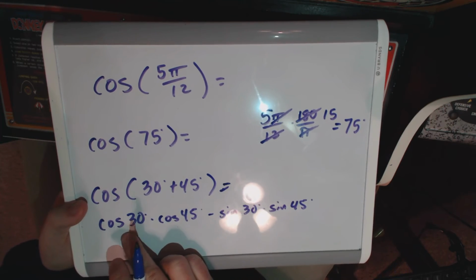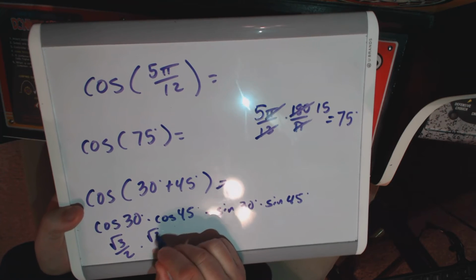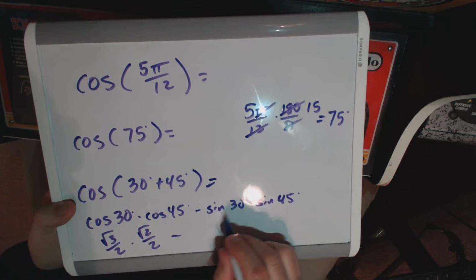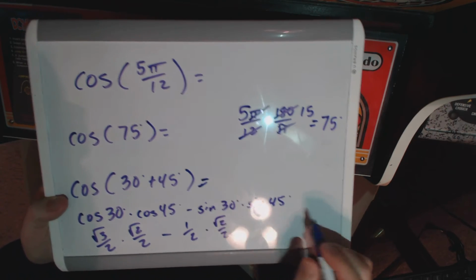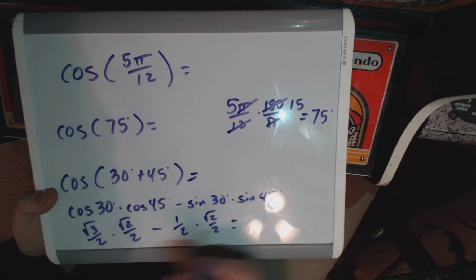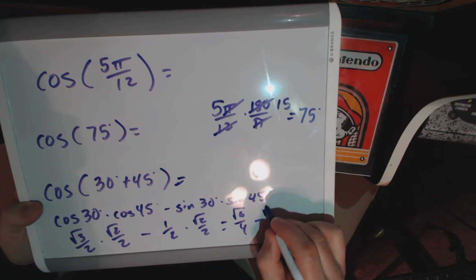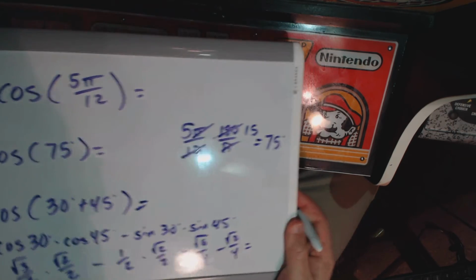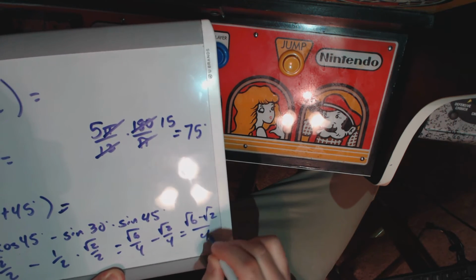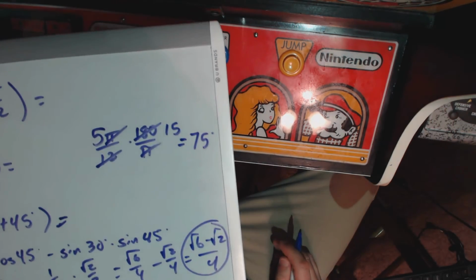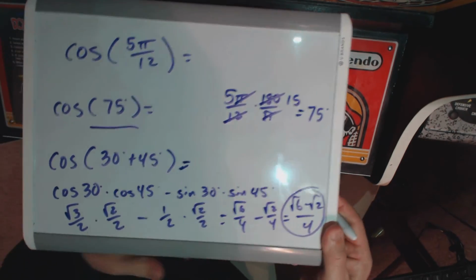So the cosine of 30, go to 30, take the x, that's root 3 over 2. That's root 2 over 2, minus the sine of 30 would be 1/2, and the sine of 45 would be root 2 over 2. And so you would get right here, this would be root 6 over 4, right? Minus this would be root 2 over 4, which would end up being, surprise, surprise, root 6 minus root 2 over 4. That would be the exact cosine of 75 degrees.